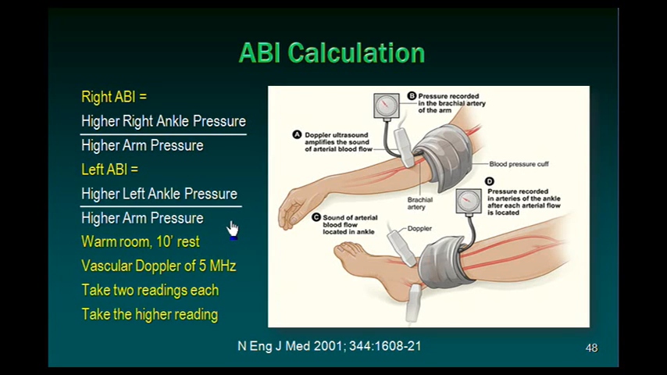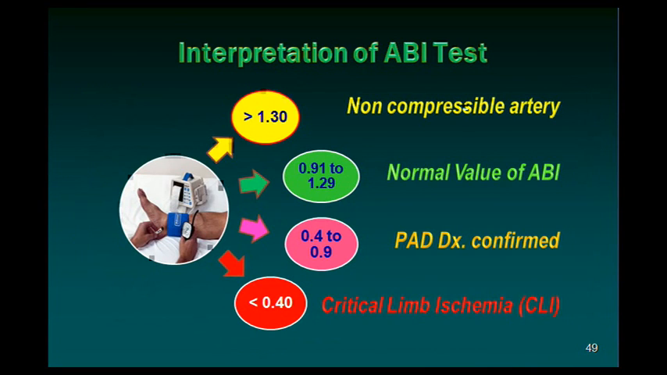Remember, we have to do this in a warm room after the patient has rested for 10 minutes. A vascular Doppler with a 5 MHz probe has to be used. Take 2 readings on each of the limbs, a total of 4 into 2, 8 readings. Take the higher reading. This is how ABI is calculated. The next table will summarize the interpretation of ABI.